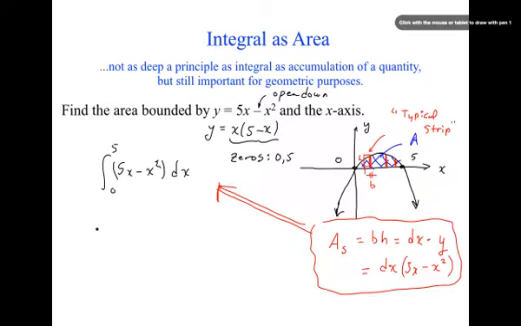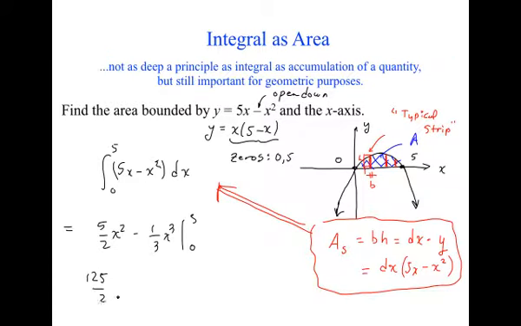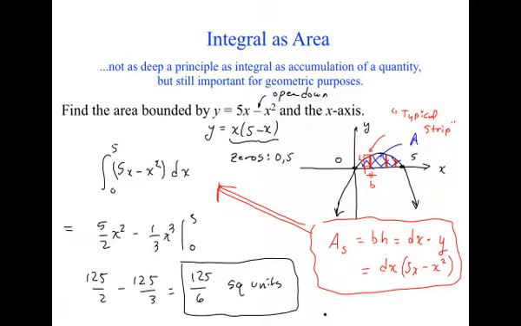Okay, so this is really easy. We live for integrals like this now, right? So 5/2 x squared minus 1/3 x cubed, from 0 to 5. So 125 over 2 minus 125 over 3, which is 125 over 6. So that's the area of that blue cross-hatched region, the area beneath the curve to the x-axis.